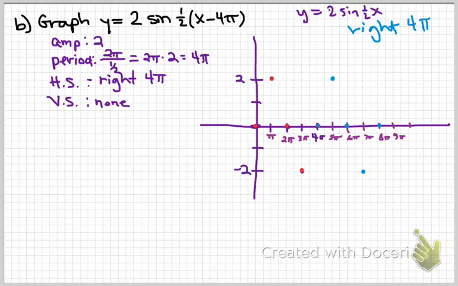So now what I can do is go ahead and connect those. And when I do, let's try to make it as curved as possible, I get a graph that looks something like this. And that's my first cycle that got shifted over to the right 4 pi.